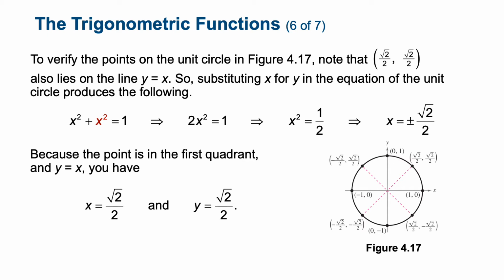It's true because here you have positive root 2 over 2 for x and positive root 2 over 2 for y. And then down here in the third quadrant, you have negative root 2 over 2 for x and negative root 2 over 2 for y.